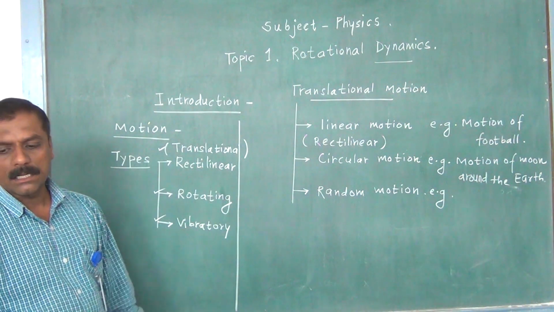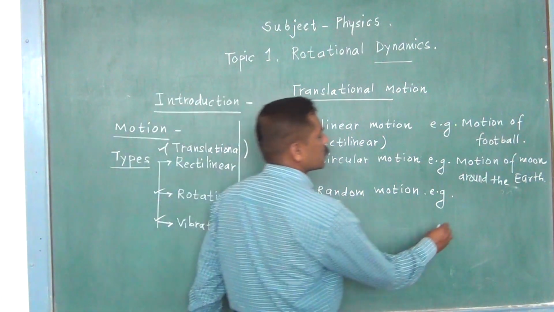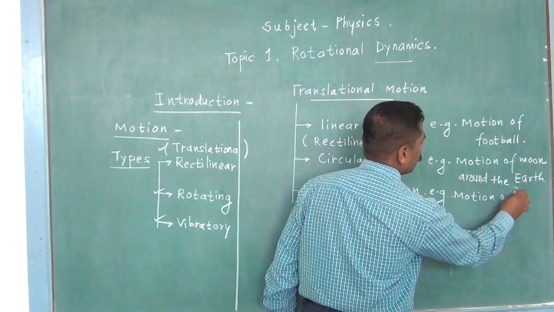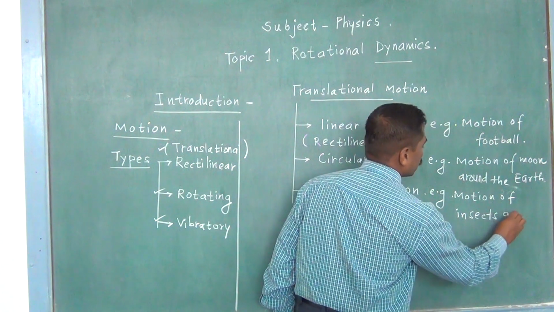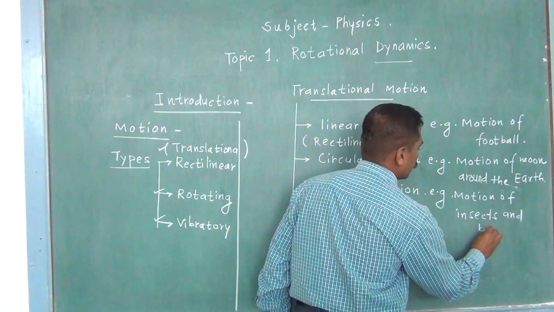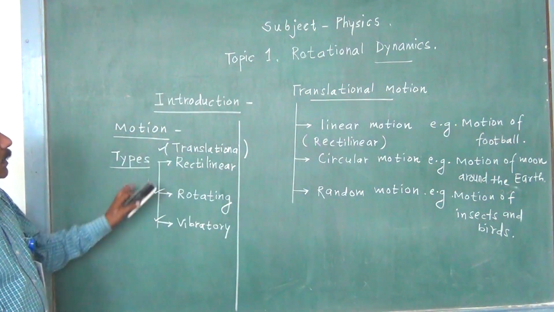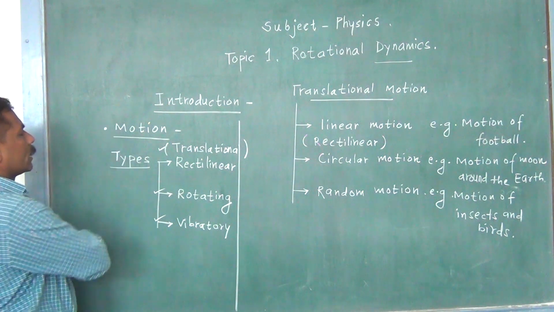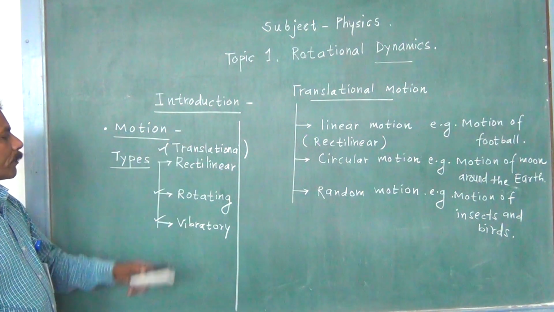And the third one, that is the random motion, in which we can consider the motion of insects and birds. So you will get, this is the classification. So motion, this is a very important term, ज्याला मराठीमध्ये आपण गती असं म्हणतो. So these are the three different types.